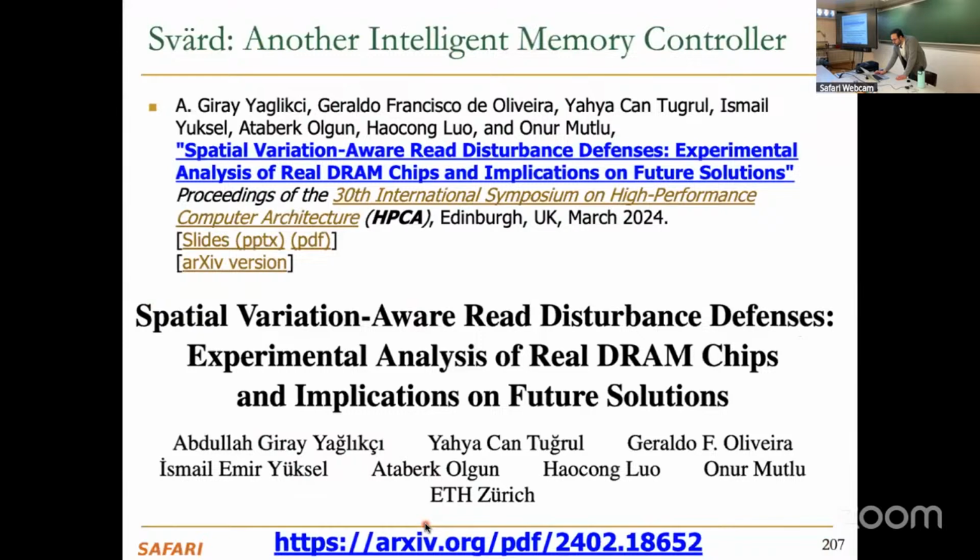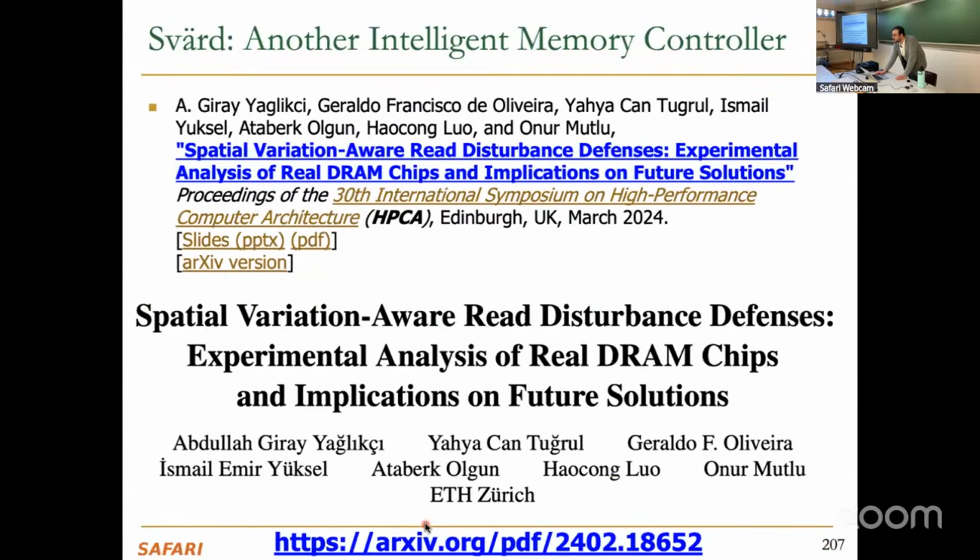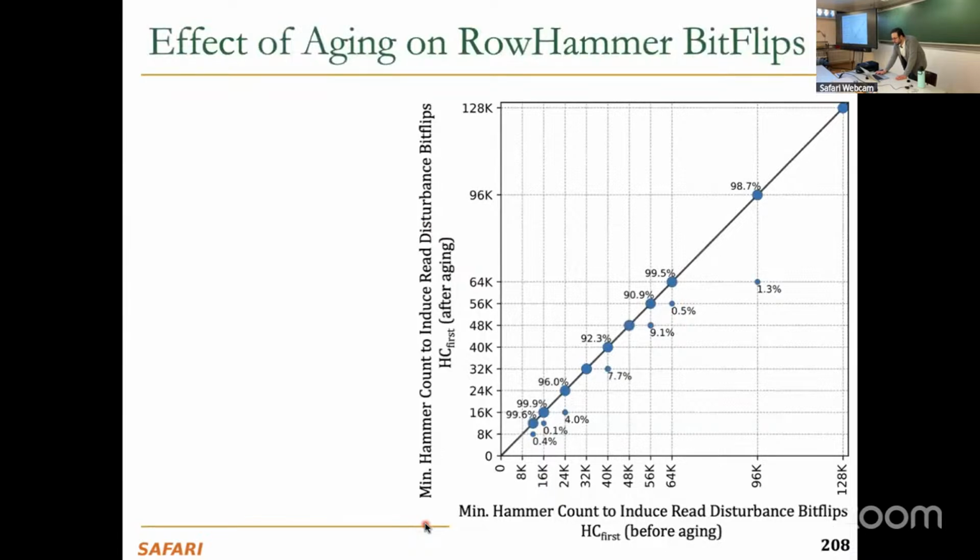Okay, I will skip these papers, but these are also important papers. And I guess these are also in the list of the papers that you can present. So feel free to pick them. These are really great papers.